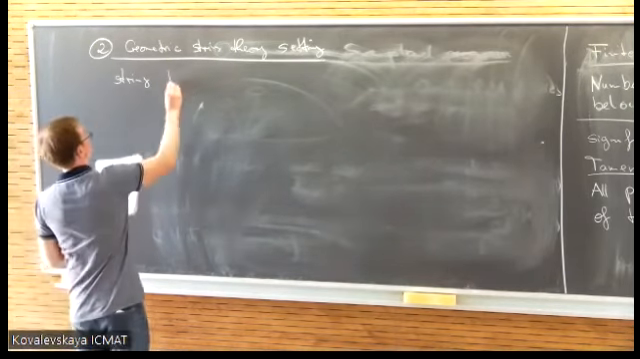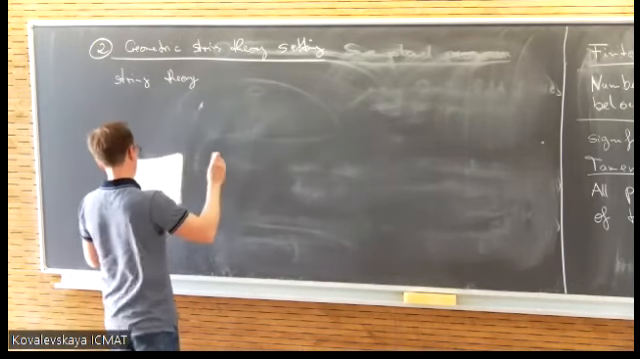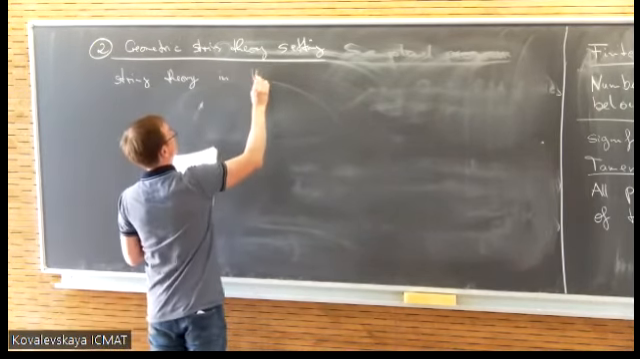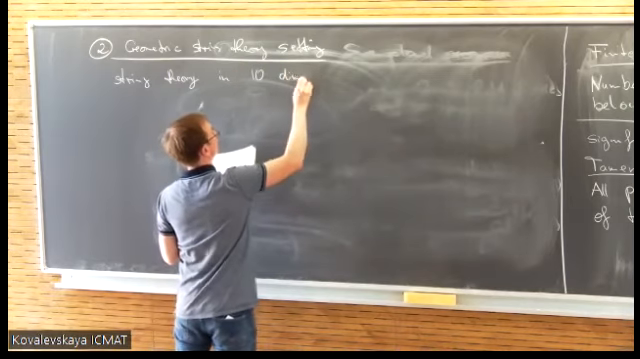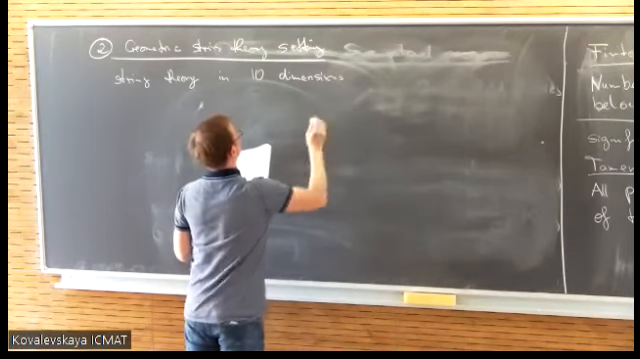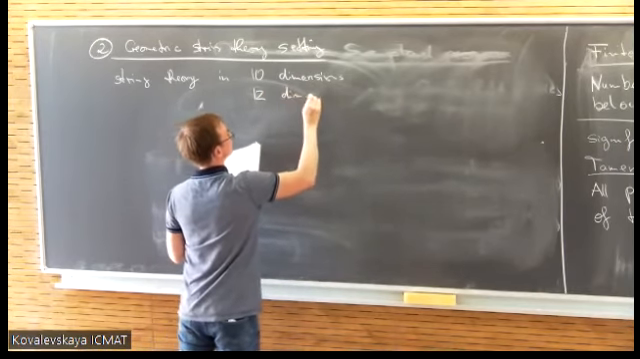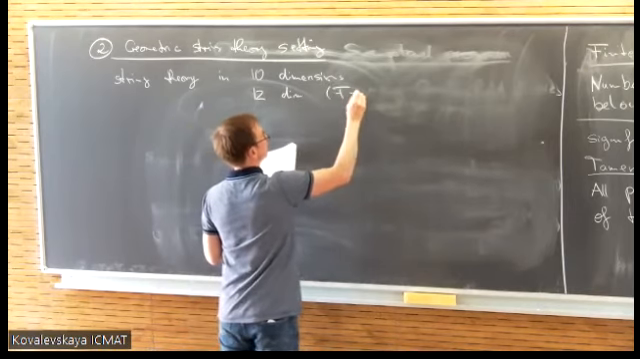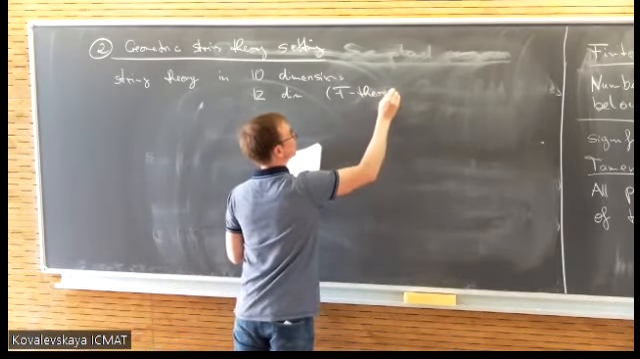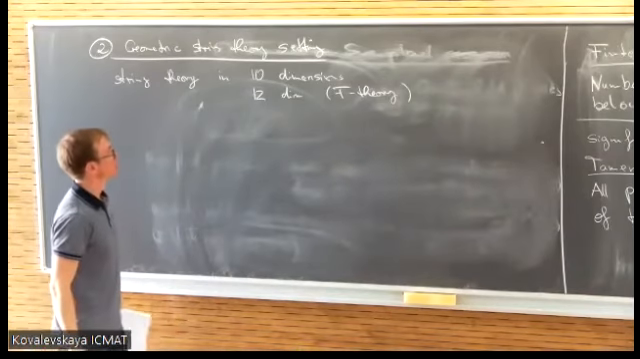So string theory is a theory in 10 dimensions or sometimes in 12 dimensions, and then it's known as F theory. So you just believe me on these things now, I hope. Okay.